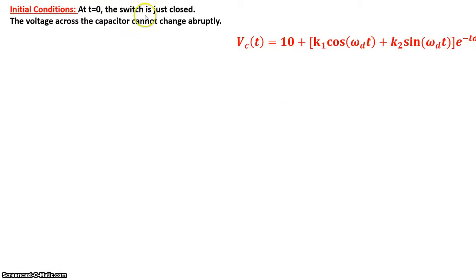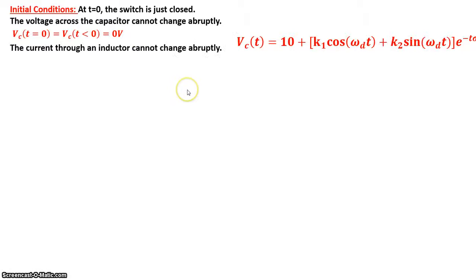At time t equals 0, the switch is just closed, so the voltage across the capacitor cannot change abruptly. So we can safely say that the voltage across the capacitor at time t equals 0 is the same as the voltage across the capacitor just before t is 0. Before t equals 0, the switch was open. There was no power source, so the voltage across the capacitor is equal to 0. So the voltage across the capacitor at t equals 0 is equal to 0.